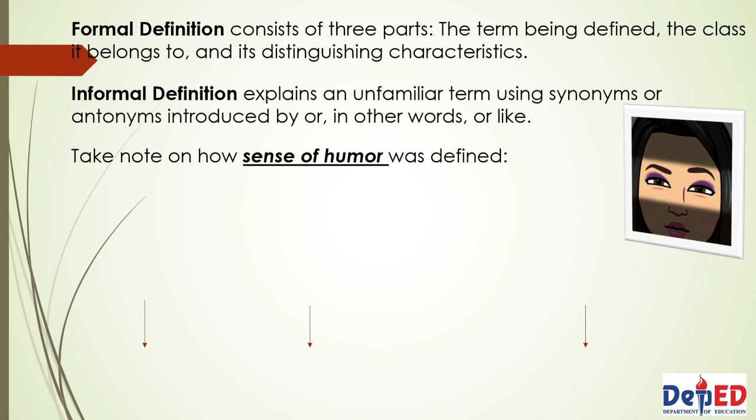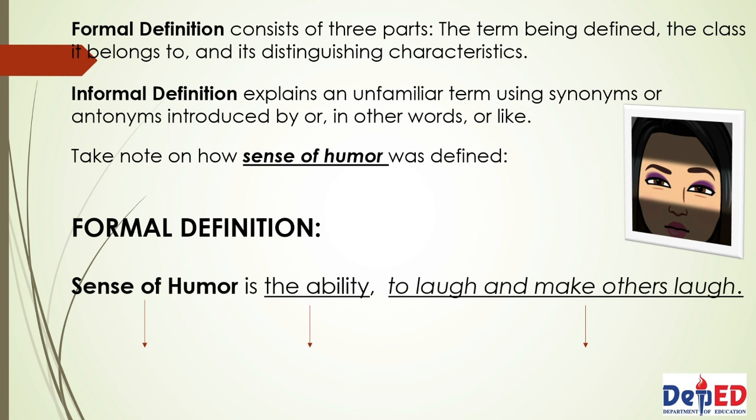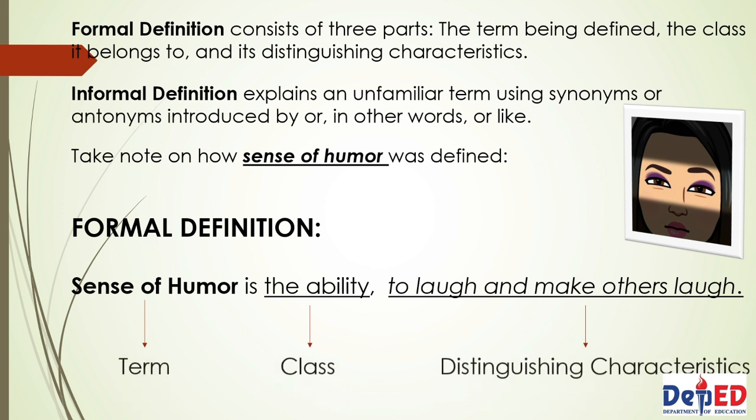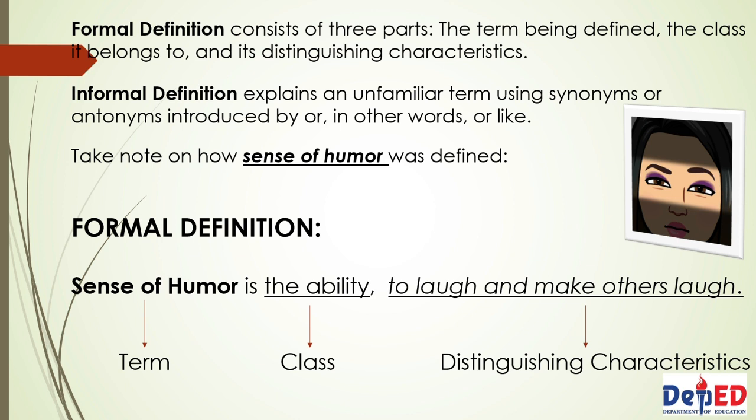Now, let's take note of how the phrase sense of humor was defined. In a formal definition, sense of humor is the ability to laugh and make others laugh. Here, the words in boldface, sense of humor, is the term. The underlined, the ability, is the class into which the word belongs. And the italicized and underlined words, to laugh and make others laugh, is the distinguishing characteristics that separate the term from the other description of the same class.